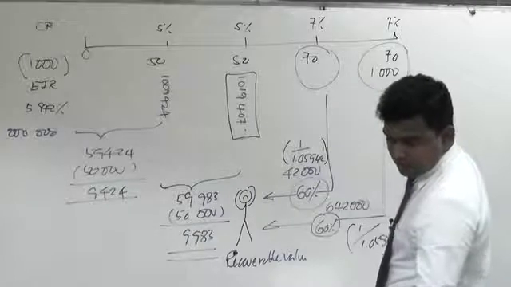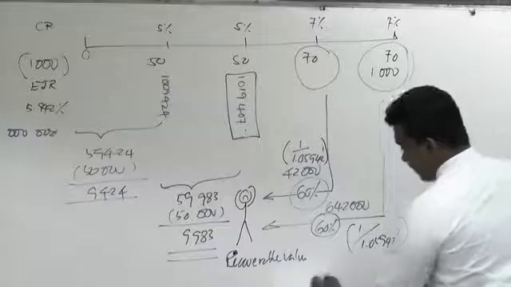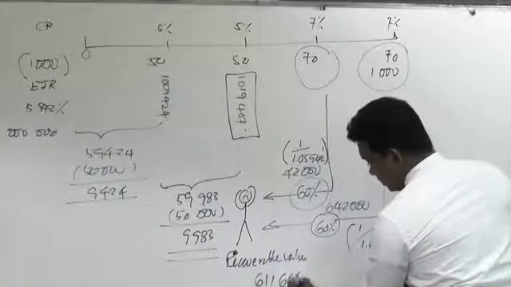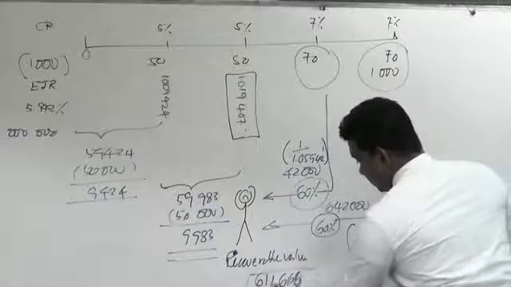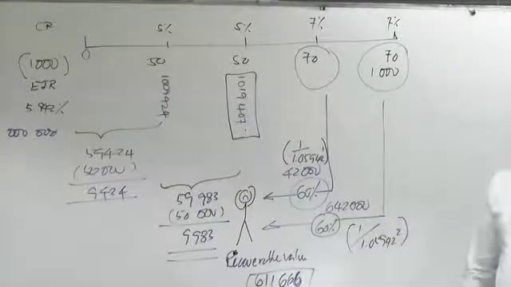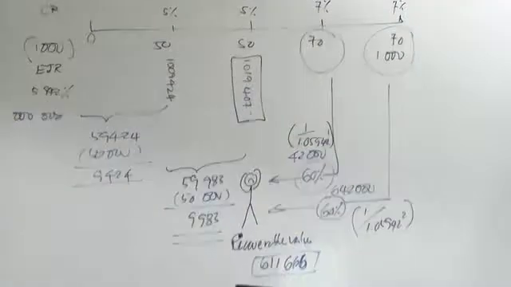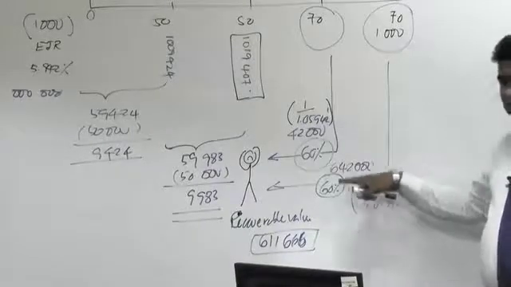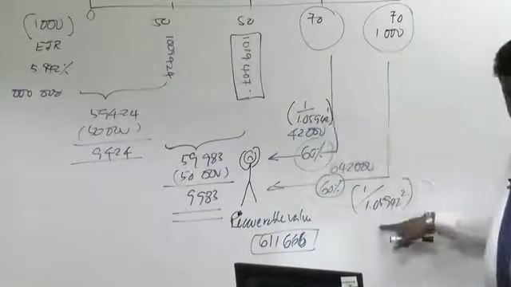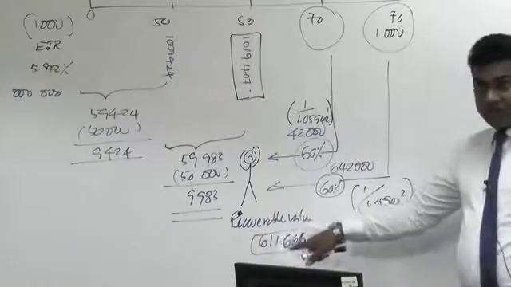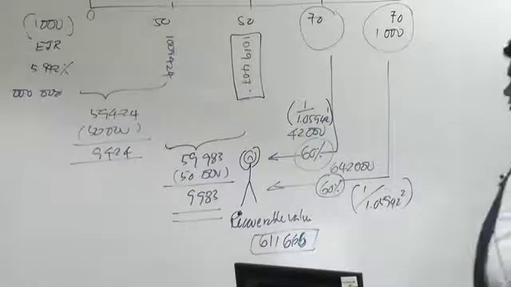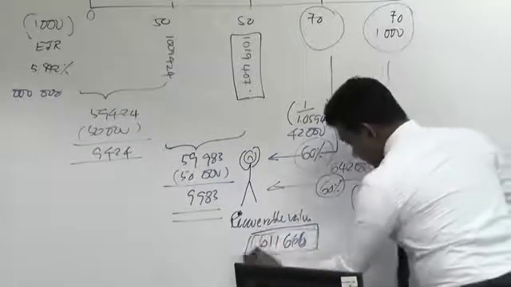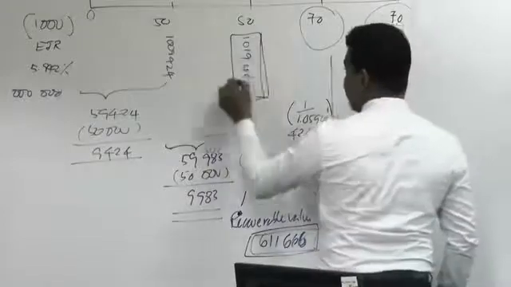Then you will discount and the value would be 611,666. This is the recoverable value you will be able to collect. Is it clear? Right? The present value of these future cash flows at the effective interest rate will be 611,666. This is the recoverable value, this is the carrying value.